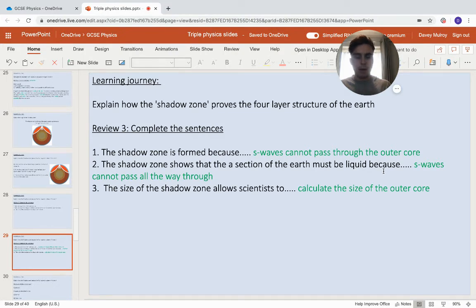So if you need to just do your marking, or obviously you may have slightly different sentences, that doesn't matter. As long as you've got the core knowledge there, I'm happy for you to give yourself a tick.